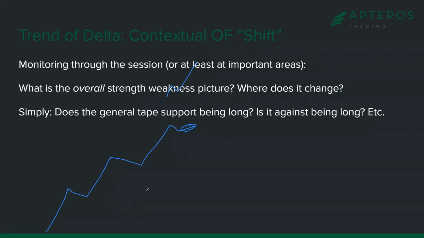That's not a contextual shift yet. We'll kind of look at the general trend and say, okay, not until sellers take control enough to push us down here is there a real shift, a contextual shift in order flow. So we've got the micro, the short-term order flow read, versus the contextual order flow read.